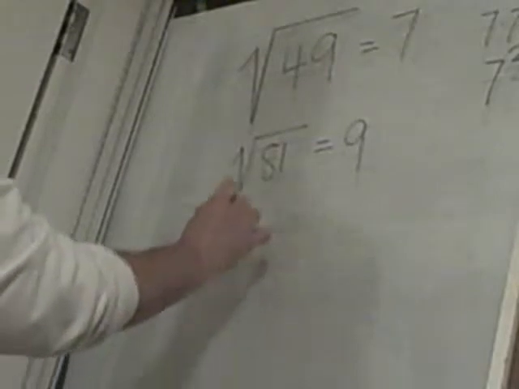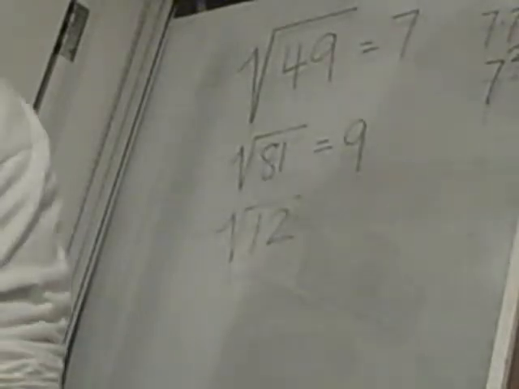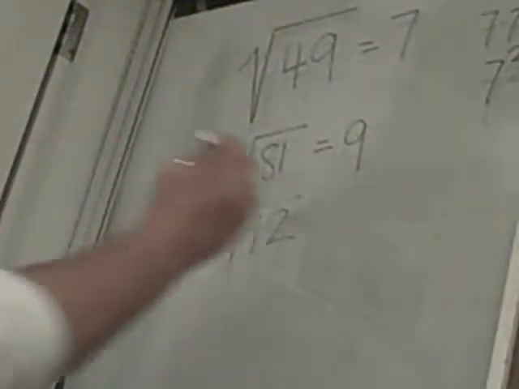Today's lesson, we're going to look at things like the square root of 12. What does the square root of 12 equal? Well, it's an irrational number that can be simplified. I look at the factors of 12, one of which is a perfect square.